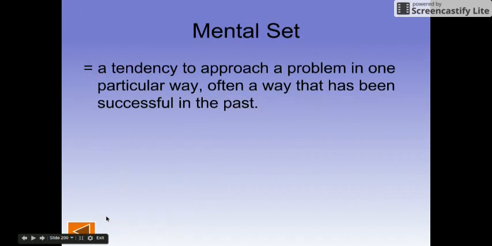Mental set can also be an obstacle to problem solving because this is your tendency to approach a problem only one particular way. And it's often a way that has been successful in the past. So instead of looking at other solutions, you stick with this one, but it might not be successful in a particular situation.